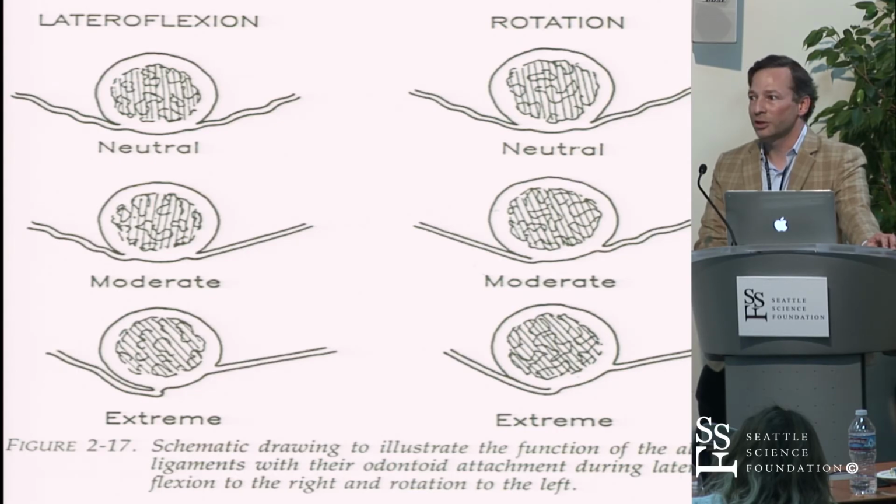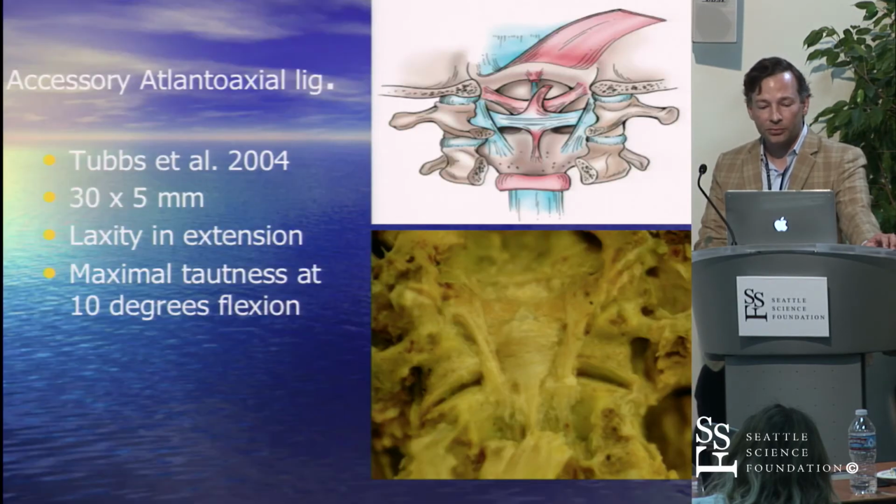This is a nice depiction that shows on the left lateral flexion to the right, and you see that the right alar ligaments become tense with extreme lateral rotation, lateral flexion, and then on the right with rotation contralaterally, you see that the contralateral alar ligament becomes extremely tensed in that direction.